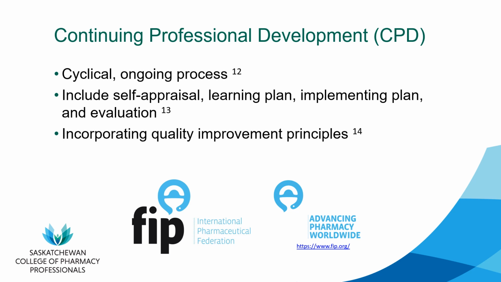Due to the limitations of traditional CE, many organizations, including the International Pharmaceutical Federation, encourage pharmacy professionals around the world to engage in a more robust process called continuing professional development. This is described as a cyclical, ongoing process and has been recommended internationally since 2002. Since then, specific components have been recommended, including self-appraisal, creating a learning plan, implementing a learning plan, and evaluating the impact. These steps have been combined in different ways and have had different language used for them, but all are built on the concept of quality improvement principles in science.